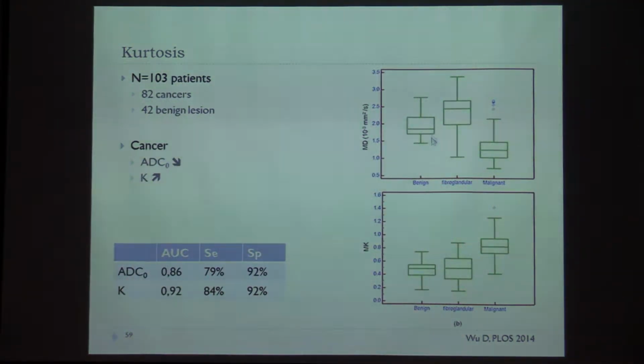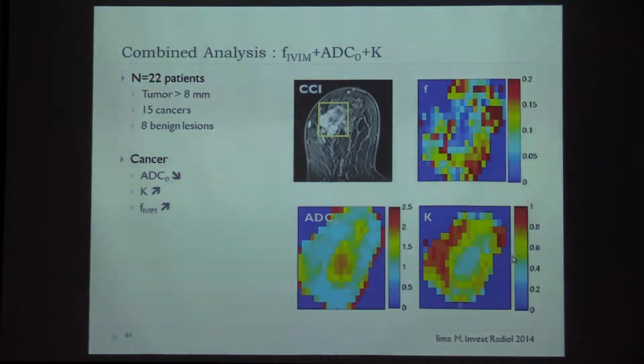Same result here, you can see that in benign lesion, the diffusion is higher than in malignant lesion, and this is the kurtosis. Kurtosis is low in benign lesion and increases in malignant lesion. And finally, I'd like to show you this last study in which they try to combine everything, the perfusion, the ADC, and the kurtosis, and they found what theorists said. So in cancer, the diffusion is lower, kurtosis is higher, and perfusion is higher also.